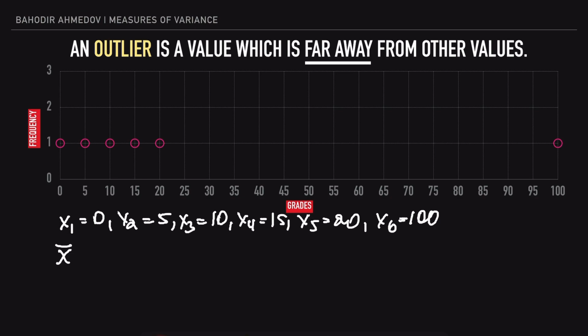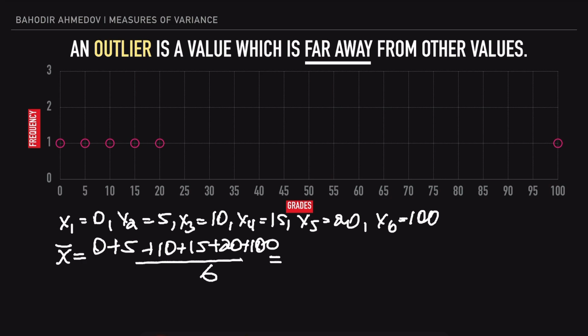So the mean of all of these points is going to be the summation of 0, 5, 10, 15, 20, and 100 divided by 6. It is going to be equal to 25. Right, so let's check this out. So I think it's going to be 5, 15 plus 15, 30, 50, and 100. So 150 divided by 6, it's 25.